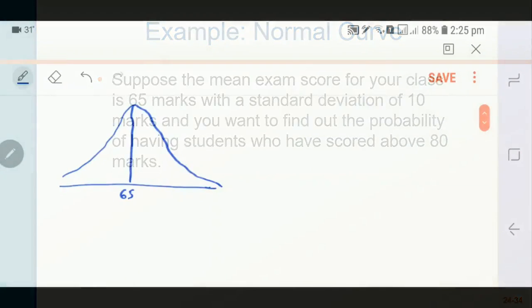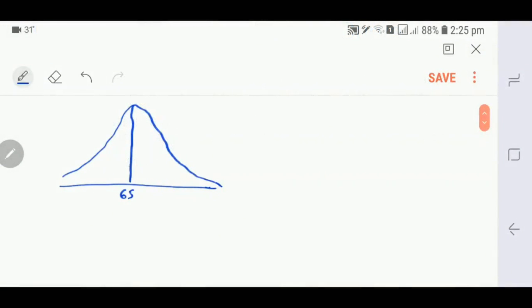So in this problem, we are given that the mean exam score for your class is 65 marks with a standard deviation of 10 marks, and we want to find out the probability of having students who have scored above 80 marks. So what you're seeing here in the diagram is that I've already plotted the mean score, and we know that on either side of the mean are the standard deviations. So let's just plot one standard deviation to the right of the mean.